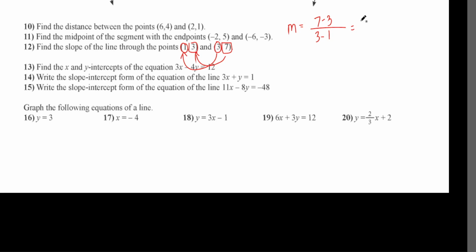It's not hard at all. You just got to know, do you add, do you subtract? Where do you put them? You got to know that stuff, but the math is very simple. 7 minus 3 is 4. 3 minus 1 is 2. 4 over 2 is 2. And that's it. Don't leave it 4 over 2. It's a fraction. 4 divided by 2. Everybody should know that that's 2. All right.